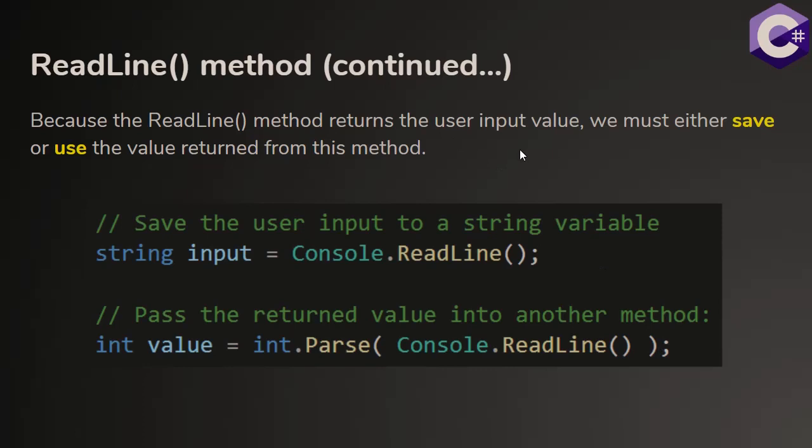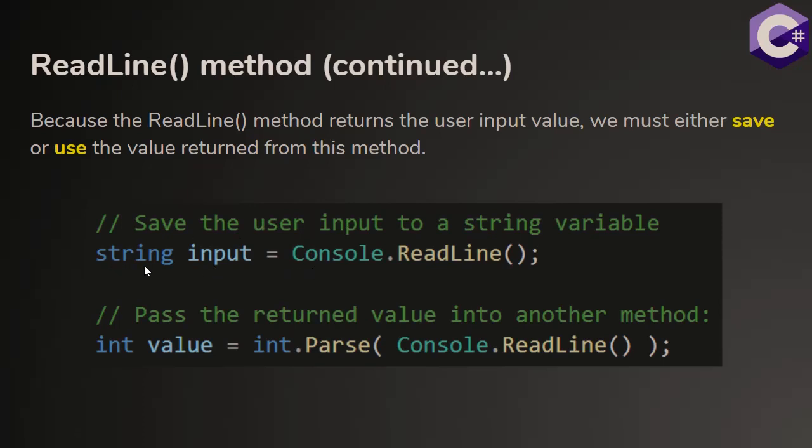Now because the ReadLine method returns a value, we have to either save or use that returned value, or else we lose it. We never want to call Console.ReadLine just by itself. So here I have an example of saving the user input.